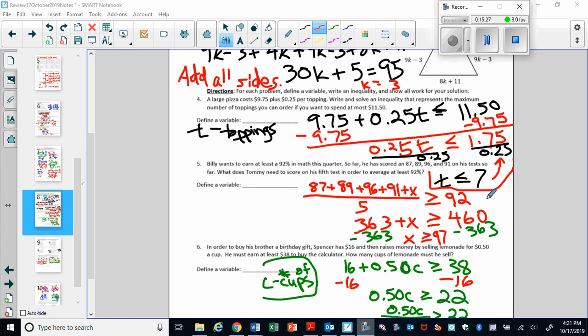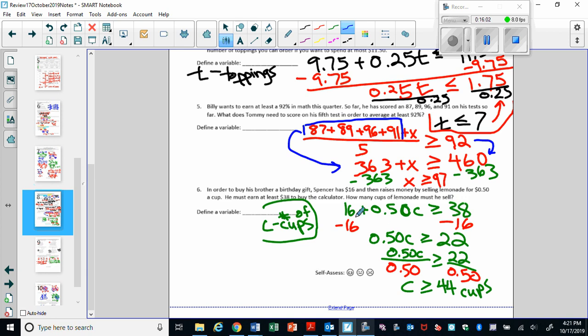And again, do your cross multiplication from here to here. So that was a cross multiplication. And then don't forget to add these 4 numbers. Add them together. You get this result. So then 363 plus x is greater than or equal to 460. Subtract by 363, and you have x is greater than or equal to 97.